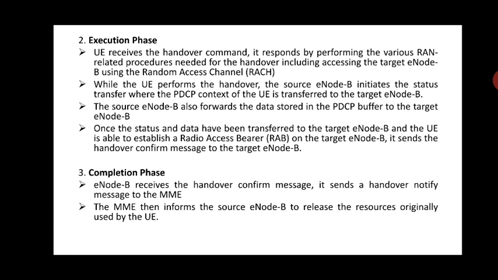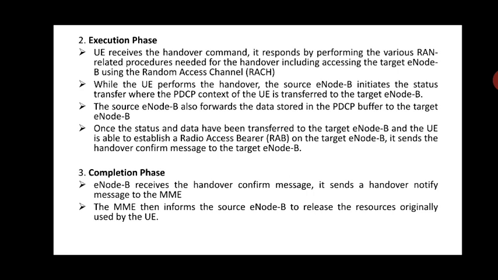Upon the UE receiving the handover command, it responds by performing the various RAN related procedures that are required for the handover processing. Through what? Through the channel. Through which channel? RACH channel. Okay. In the second step of this, while the user equipment performs the handover, the source E node B initiates the status transfer, where the PDCP context of the user equipment is transferred to the target E node B.